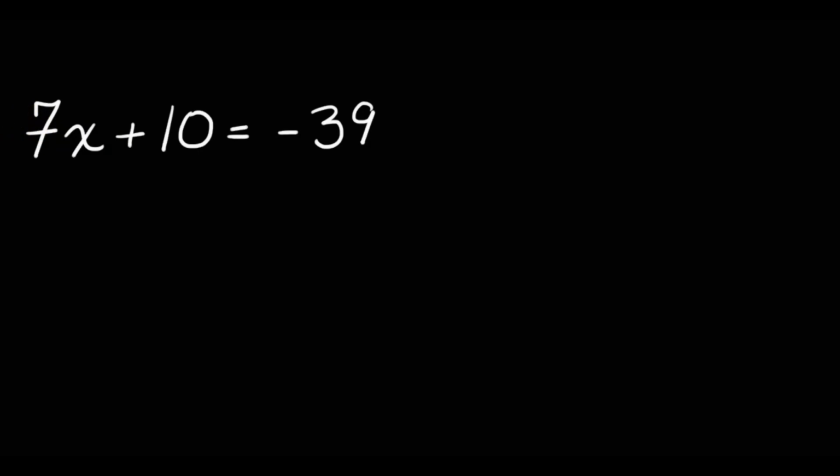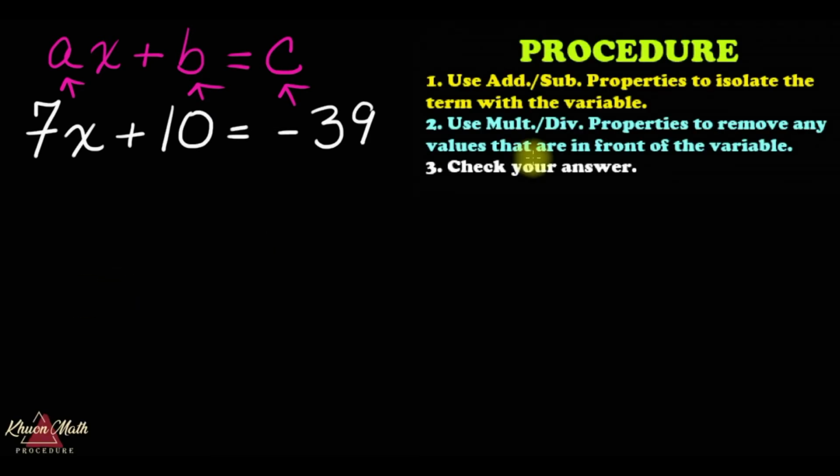Okay, let's take a look at another one. So we're solving an equation that is in the form of ax plus b equals c. So this right here, you have ax plus b equals c, because the 7 is your a, the 10 is your b, and then the negative 39 is your c. So this is in the form of ax plus b equals c. So we're going to solve this using the procedure we have for how to solve it.